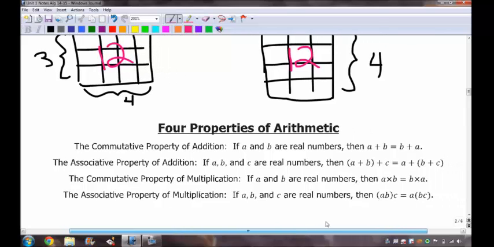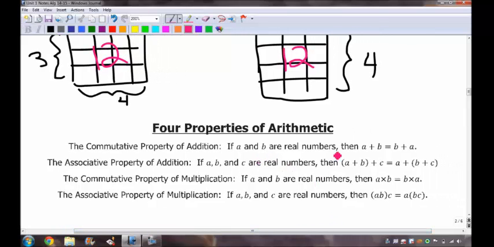So the commutative property of addition says that if a and b are real numbers, then a plus b is the same thing as b plus a. You're allowed to change the order. And the commutative property of multiplication says that if a and b are real numbers, then a times b is the same thing as b times a.